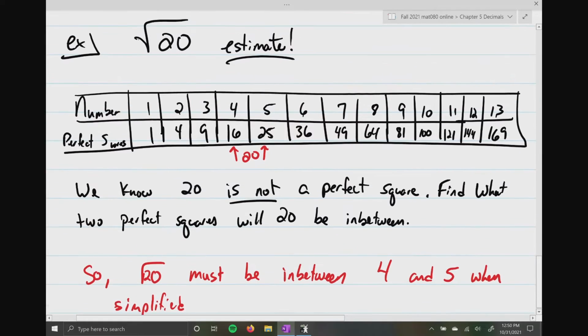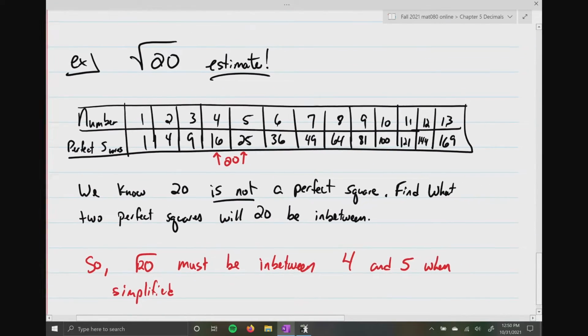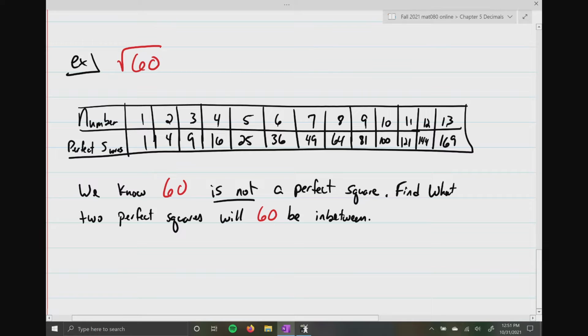Let's try another one. So what I'm going to do is erase what we don't need because I'm going to leave this table. I want this table up here again. Okay, so here's our next problem, the square root of 60. So we know 60 is not a perfect square, so we're going to find two perfect squares that 60 will be in between. So there's 64, and here's 49. So I know 60 is going to be in between 49 and 64.